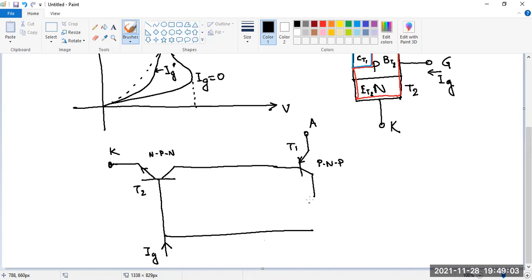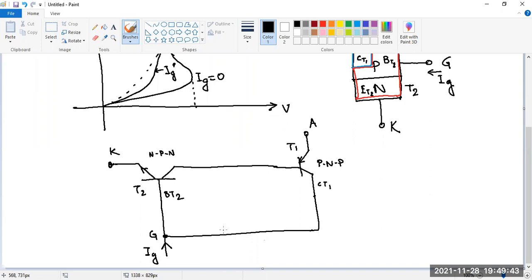You see the collector of transistor 1, that is CT1, is connected with BT2, the base of transistor 2. But from that, we are also connecting the gate terminal. So therefore, the gate terminal we have to identify like this. Is the figure clear? Anyone?